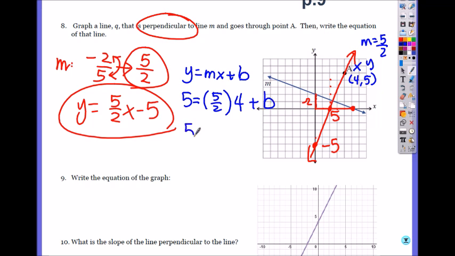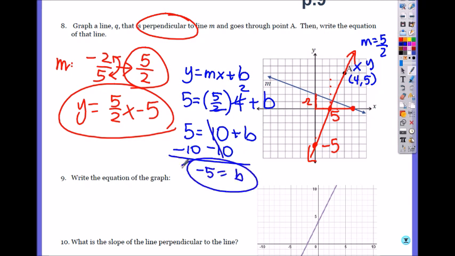So then 5 equals, what's 4 divided by 2? 2. So what's 5 times 2? 10 plus b. So when you subtract 10 from both sides, you get b equals -5. Isn't that what we had by graphing? But it could be some decimal answer, like 21/4, that you cannot just estimate to a whole number. You have to actually find that number by plugging in x, y, and m.